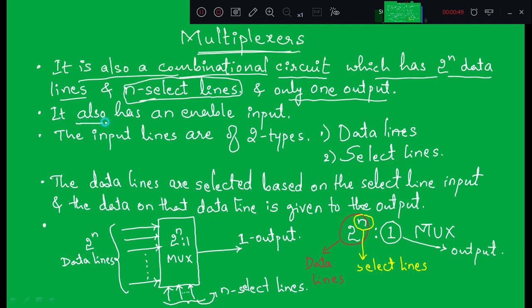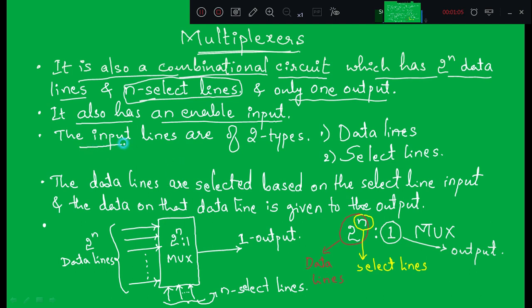Second point, it is also having an enable input. So later we will see, when we start discussing the symbolic form of multiplexer and the different examples on multiplexers.